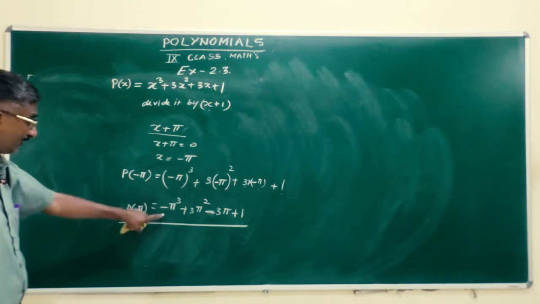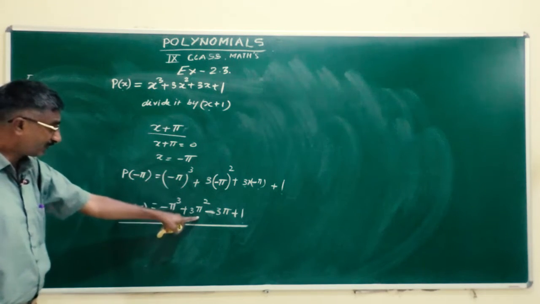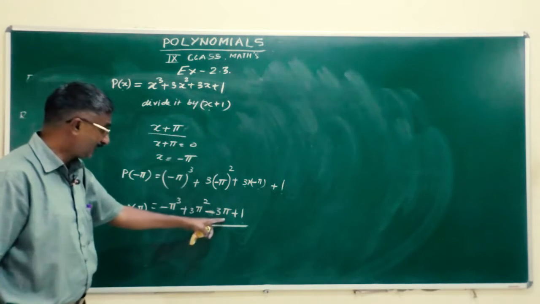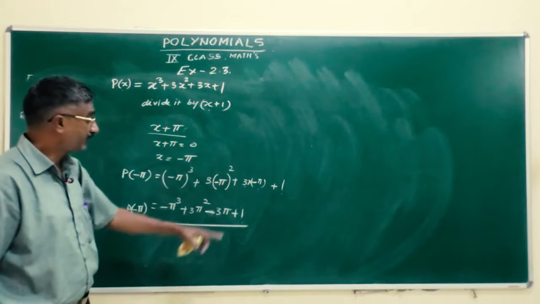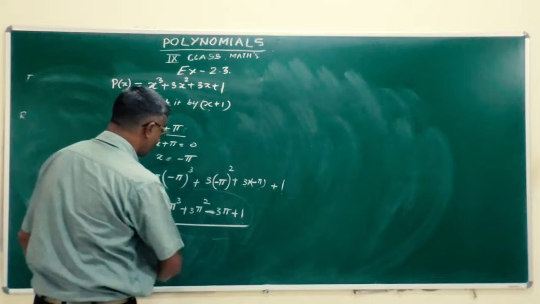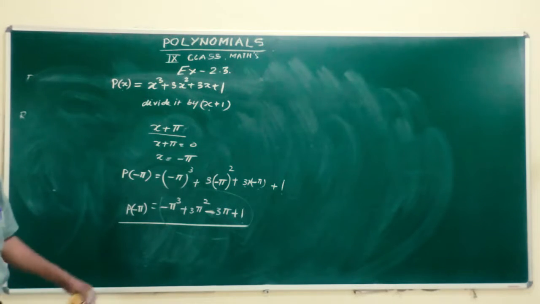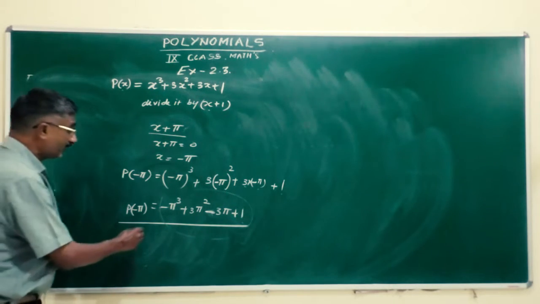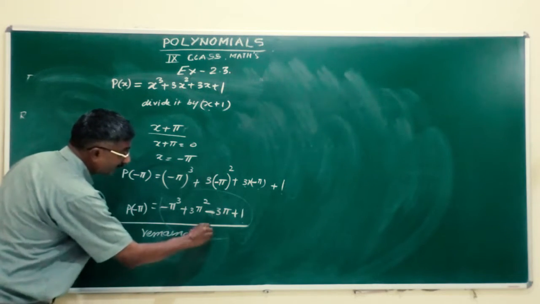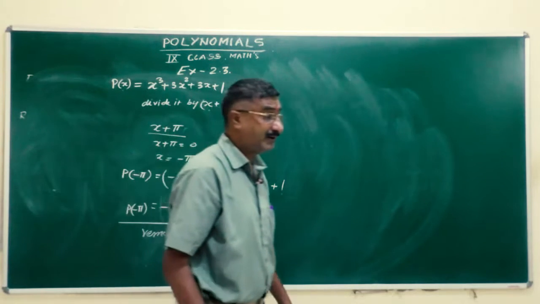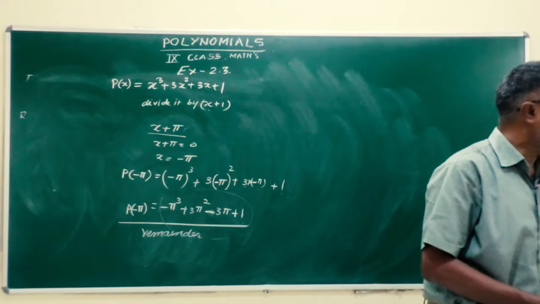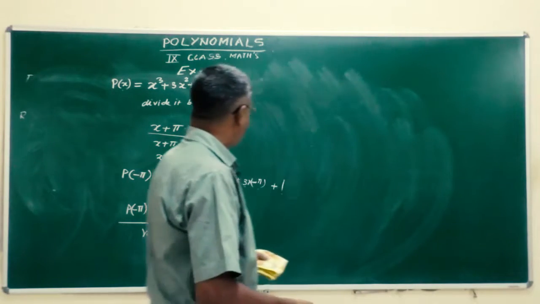x cube, 3x square, so substituting minus pi, square is pi square, and this is 3, so this is 3 pi with a minus sign here, and that 1 is here. So, you will not get a common pi. This is not a multiple of pi, when we are not getting 0. So, this is the remainder. Clear? So, x plus pi is not a factor of the polynomial.